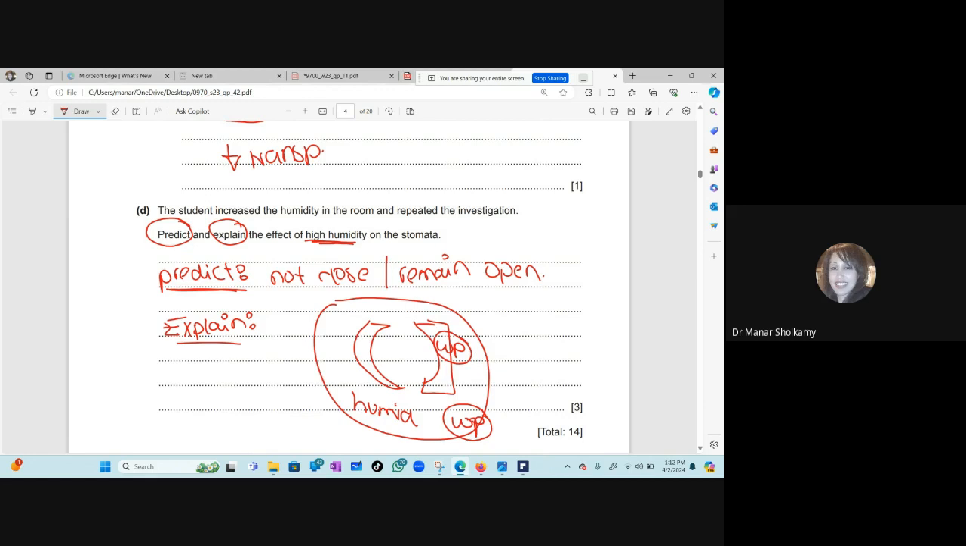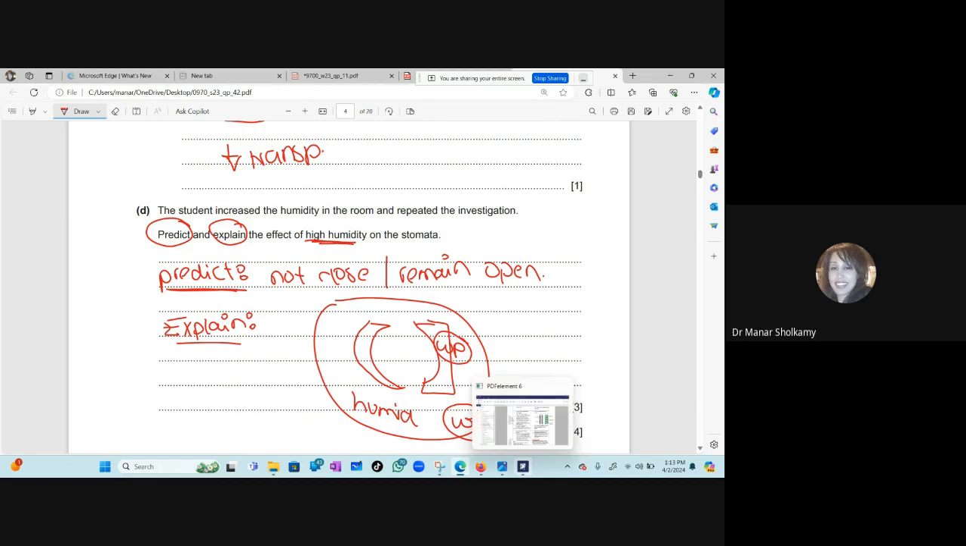So the potential gradient or the potential difference is not high. The amount of water inside the guard cell is close to the amount of water outside the guard cell. So will the guard cell lose water and become flaccid and close? No, it will not lose water.